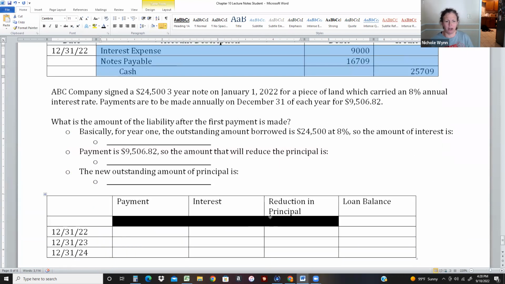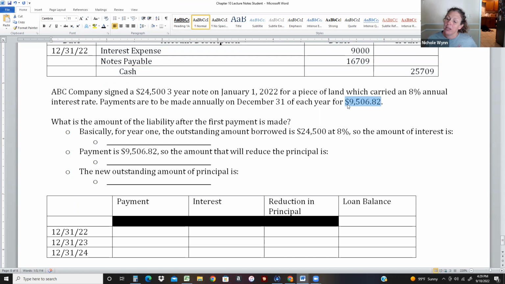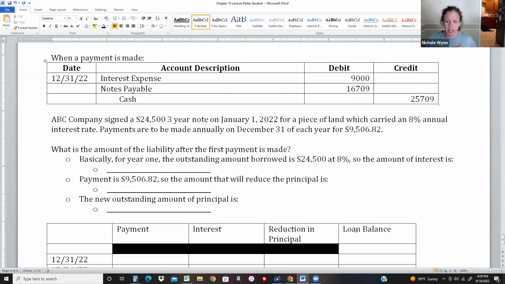So let's try to create a table on our own, and this is going to be one of your homework problems. What we've got here is ABC Company signs a $24,500 3-year note on January 1 for a piece of land, which carries an 8% interest rate. Payments are to be made annually in the amount of $9,506.82. Now I'm going to show you how to calculate those payments at the end of this video, but I'm giving it to you right now. So this payment is similar to our payment up here, and that's the amount we're going to pay.